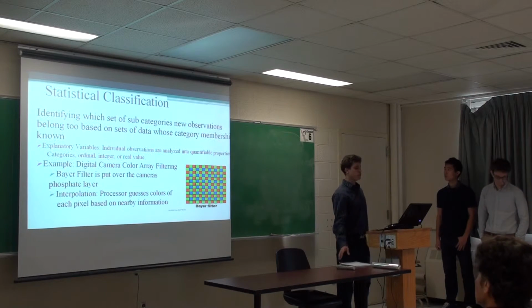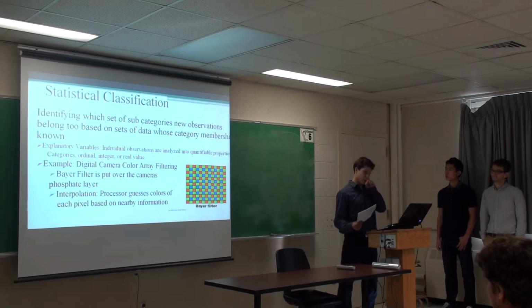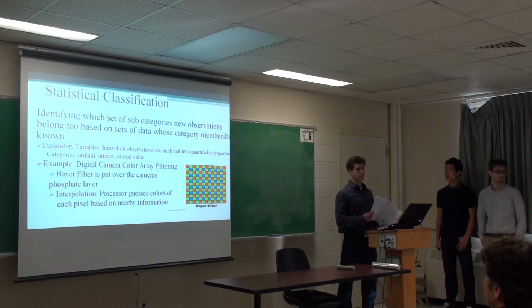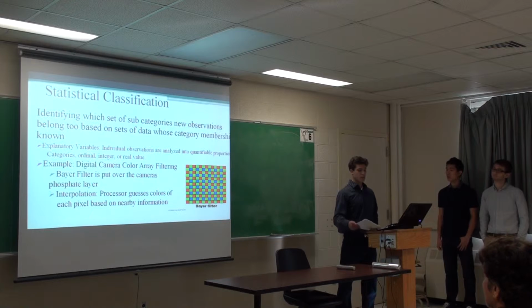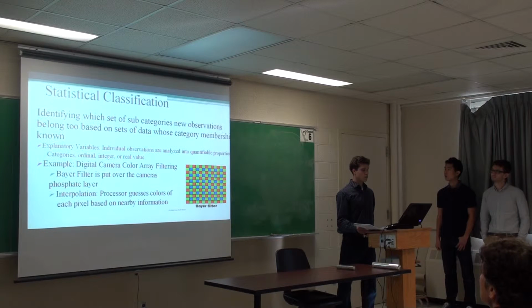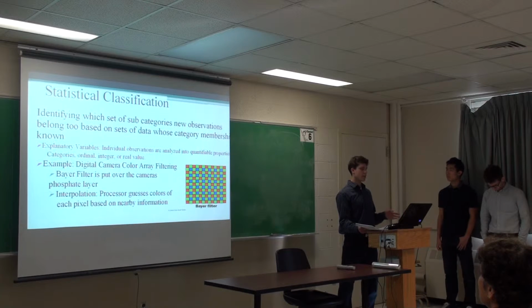Statistical classification is identifying which sets of subcategories new observations belong to. And this is based on sets of data whose category membership is already known. So you group these categories into explanatory variables, and those are individual observations which are analyzed into quantifiable properties and categorized based on either categories or types, integers, or decimal values.